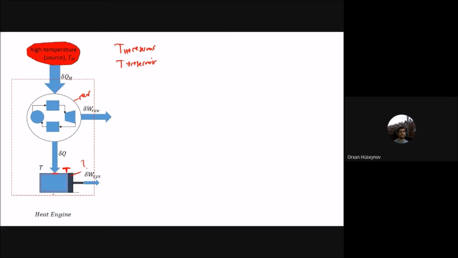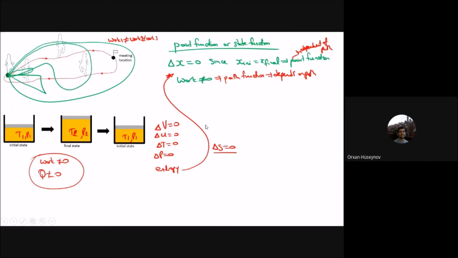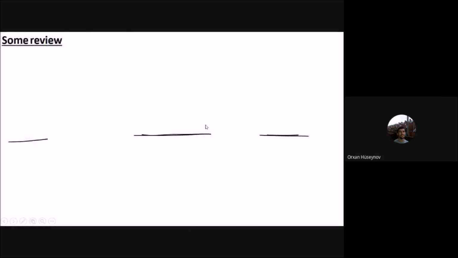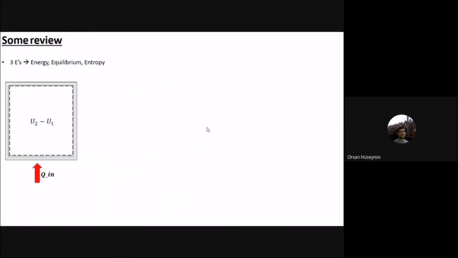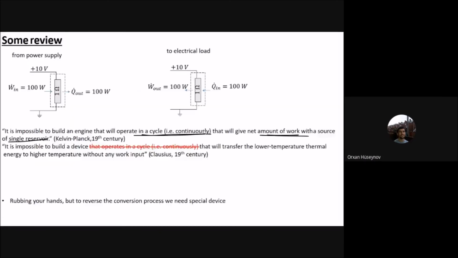Okay, so this violates the second law, which is the Kelvin-Planck statement. This is the first step. And if I go back to the Kelvin-Planck statement, if you remember it, it says that it is impossible to give a net amount of work. So you see that it cannot give a net amount of positive work. You see, this one is positive.